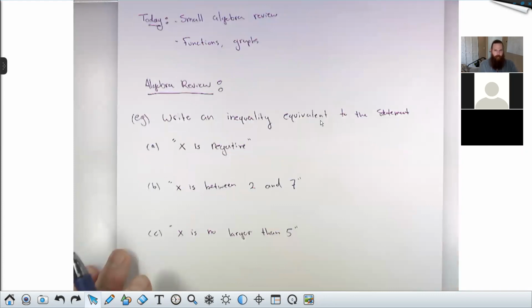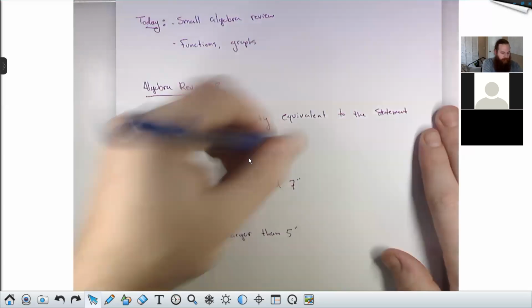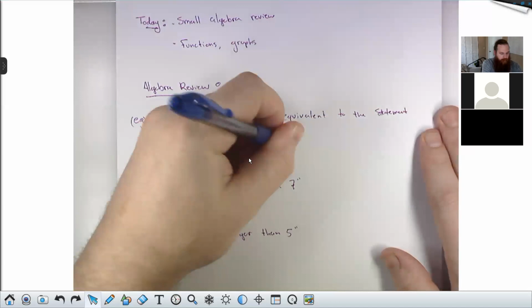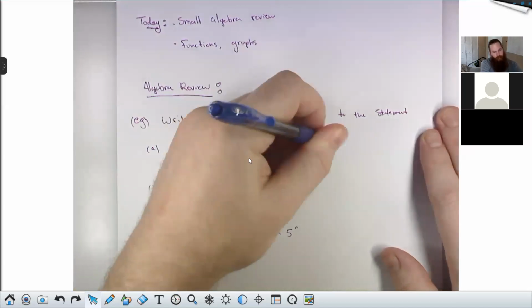Some of this stuff is just vocab stuff. Like I've occasionally got calc students asking me whether 0 is positive or negative. And that's just a matter of semantics. Negative means smaller than 0, right? So 0 is neither positive nor negative. And if I tell you X is negative, that means X is smaller than 0. So the equivalent inequality to X is negative is X is less than 0.